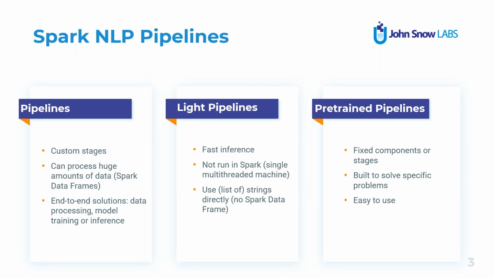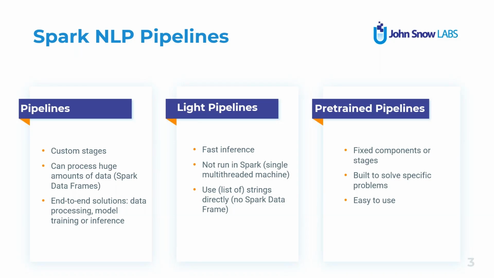So we can get it without all of the extra sending to Spark and getting back from Spark that we will have to do when using the pipeline. So this is mostly used for experimentation or when you need fast inference for processing one sentence or one text at a time. So you can use light pipelines.